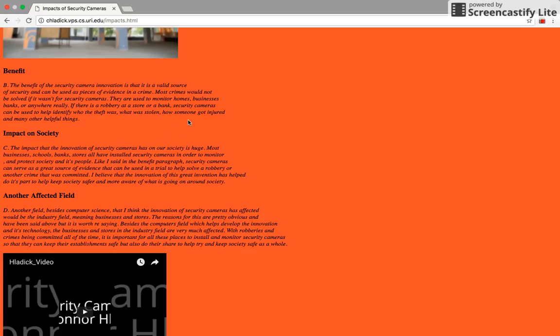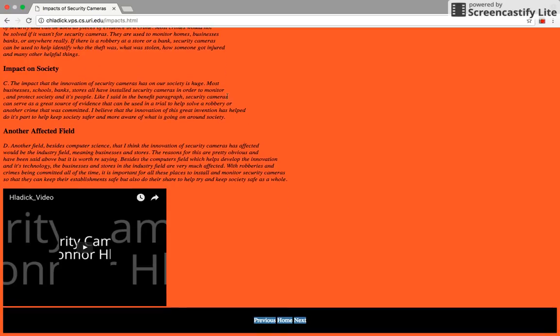The benefit, as I said previously, is to use this innovation as a valid source of security, and it can be used as a piece of evidence in a crime. Most crimes would not be solved if it wasn't for security cameras. They're used to monitor homes, businesses, banks, and pretty much anywhere. You see on the news all the time, if someone is being held at gunpoint or someone's being robbed in a convenience store, for example, there's always security camera footage to help identify the victims or the criminal himself. The impact on society is pretty similar.